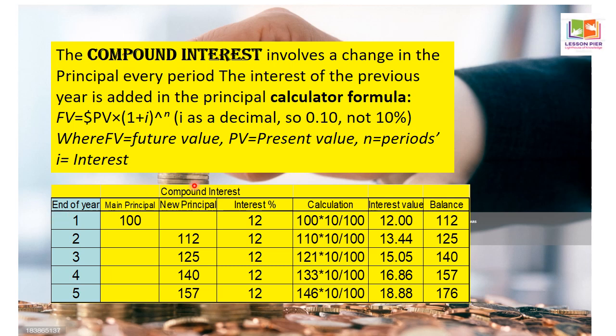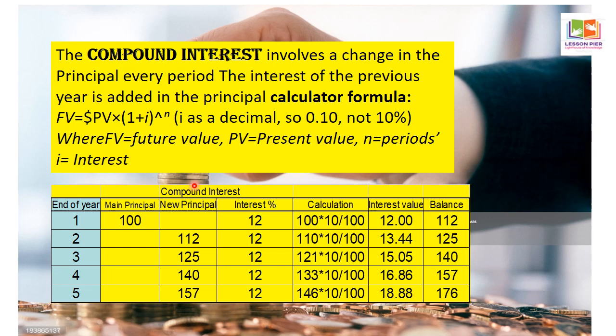Now, viewers and students, we discussed this compound interest. Compound interest involves a change in the principal every period. The interest of the previous period is added to the principal. Now we have this calculator formula for this compound interest, plus I will show you the table also.